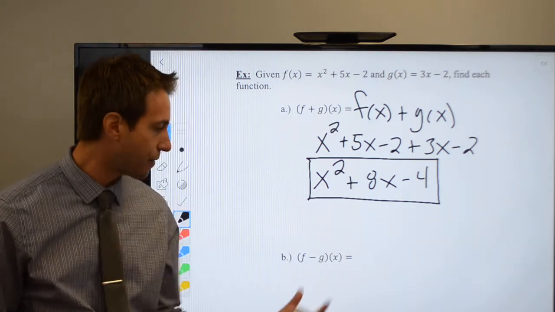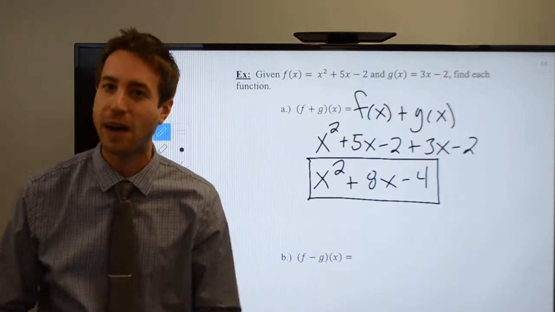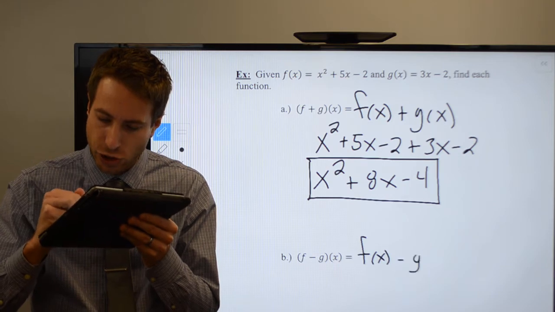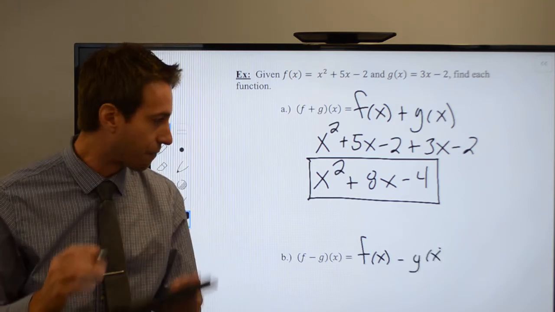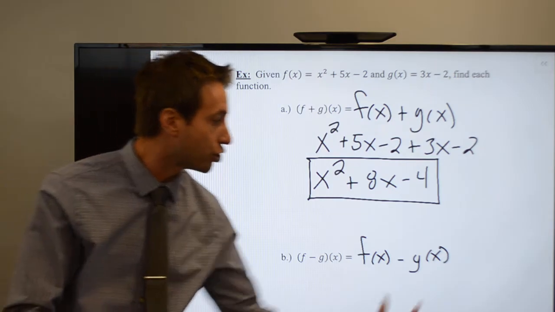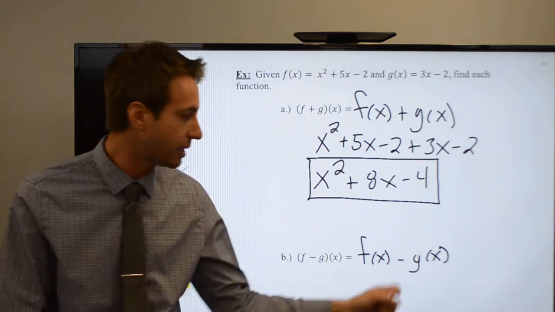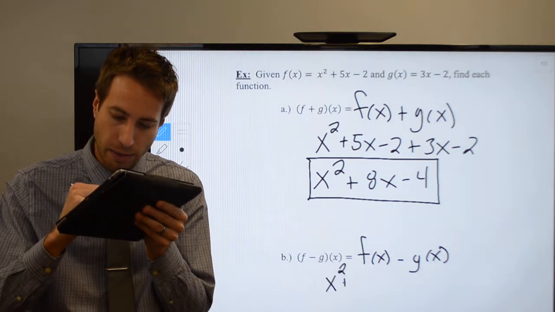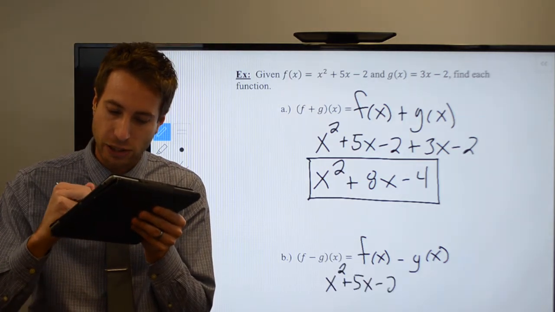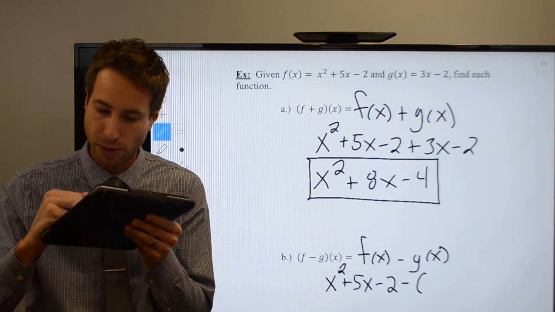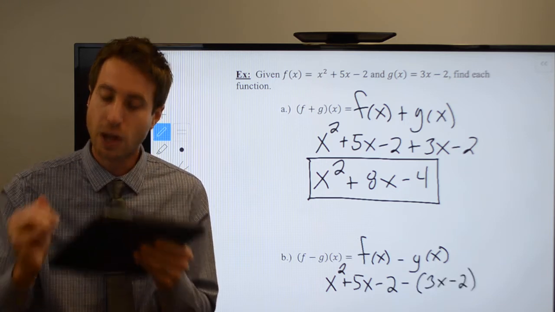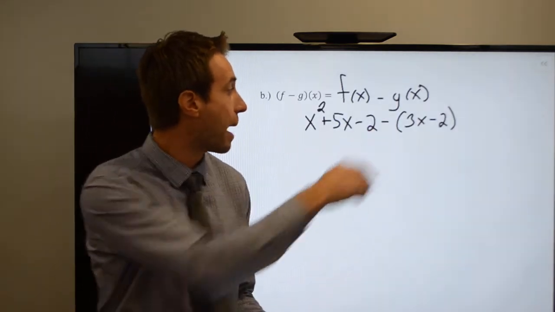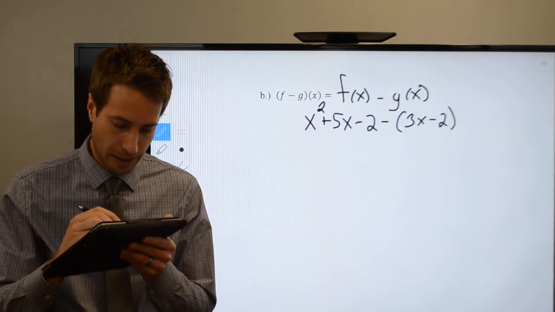Same thing down here. Again, if you don't like that notation, that's fine. Go ahead and rewrite it: f of x minus g of x. You just have to be really careful here that you remember to put g of x in parentheses so that you distribute that minus sign. So I'll have x squared plus 5x minus 2 minus, don't forget to put it in parentheses, 3x minus 2. So I go ahead and distribute that minus sign through the parentheses.